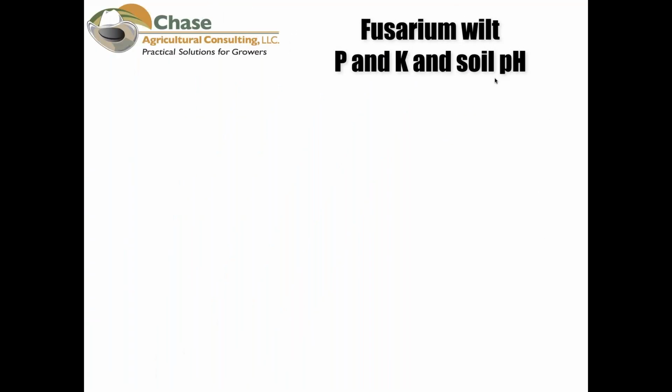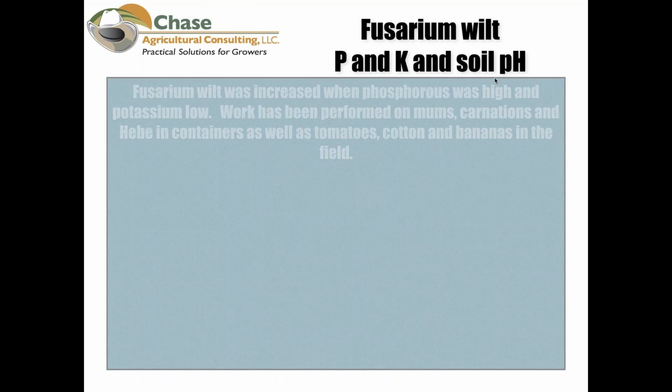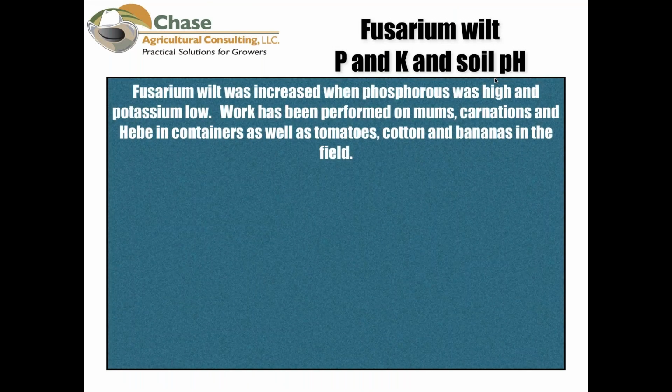You know, I could show you a bunch of trial data, but I don't think it's a whole lot more inspiring than just being told what the summary is. So it's not all nitrogen, however. We also know that Fusarium wilt on some plants, like the tomatoes, cotton, and bananas, actually is worse when phosphorus is high and potassium is low.